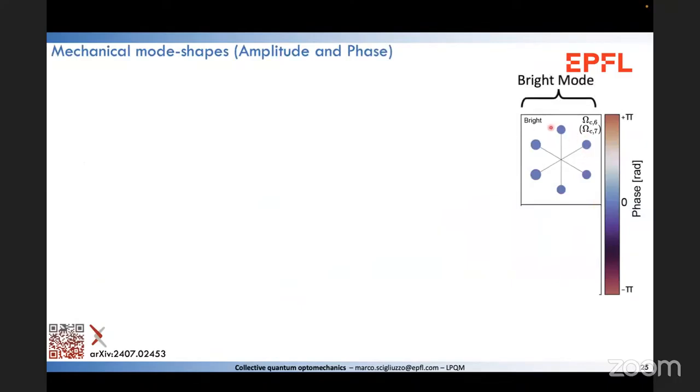And for the bright mode, this is the measurement, and below there is the theory. There is an almost perfect match.